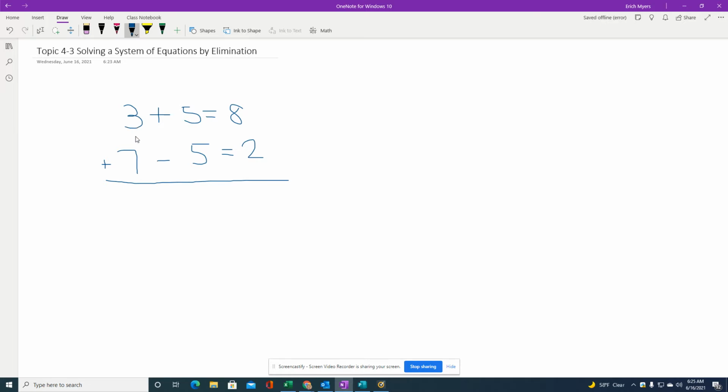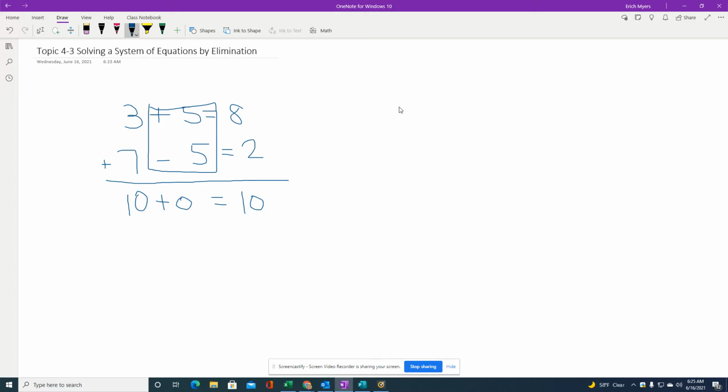7 and 3 make 10. 5 and negative 5 make 0. And 8 and 2 make 10. And you notice that this is true. 10 plus 0 is equal to 10. What did I do? I eliminated this term in both equations. And how did I do that? They are opposites. When you add opposites, you get 0.